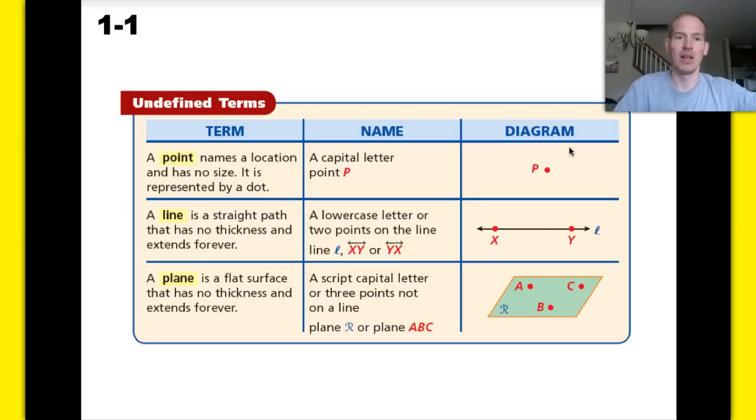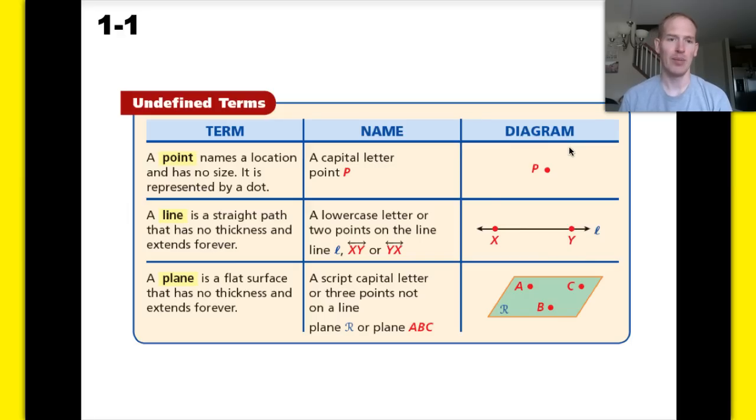A line is a straight path that has no thickness and extends on forever. Yes, indeed, I do mean forever. These are signified by either one lowercase letter or, more commonly, two uppercase letters with a line above with two arrows on each side. Doesn't matter if it's XY or YX. Notice on the right what the diagram looks like.